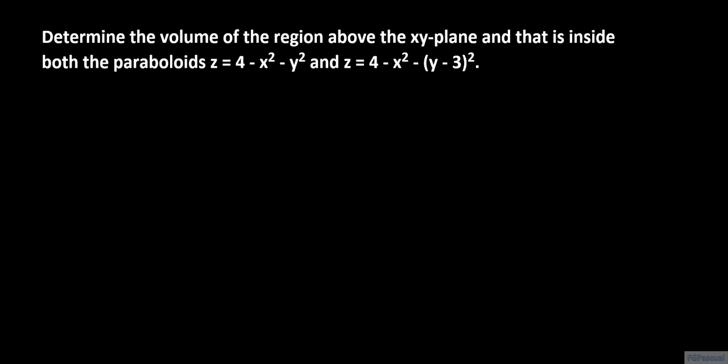In this exercise, we will show how one can determine the volume of the region above the xy plane, and that is inside both the paraboloids z equals 4 minus x squared minus y squared, and z equals 4 minus x squared minus the square of y minus 3.